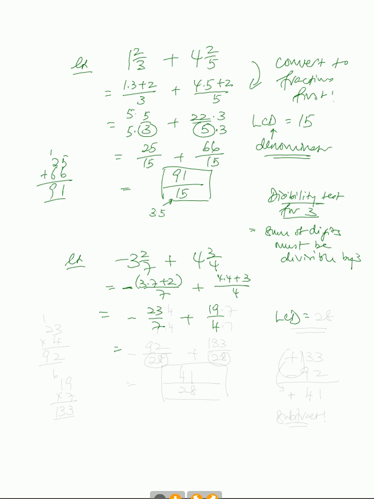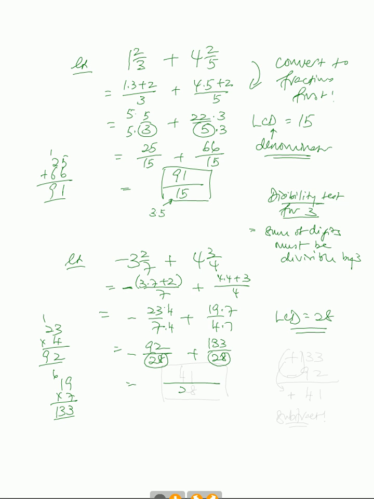So the LCD in this case is found from multiples of 7 and 4. What works will be 28. So I'm going to make this a 28, and make this a 28. And in this whole process, I'm leaving signs alone. So I'm going to multiply by 4 to this. So 23 times 4 is 92. And I'm going to multiply 7 to this, so it's 19 times 7. So it's 133.